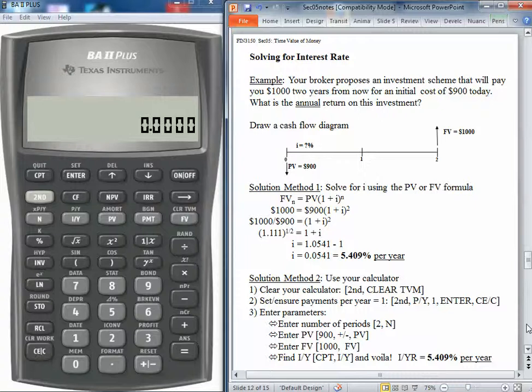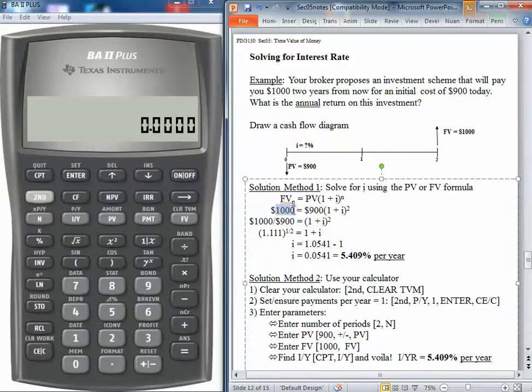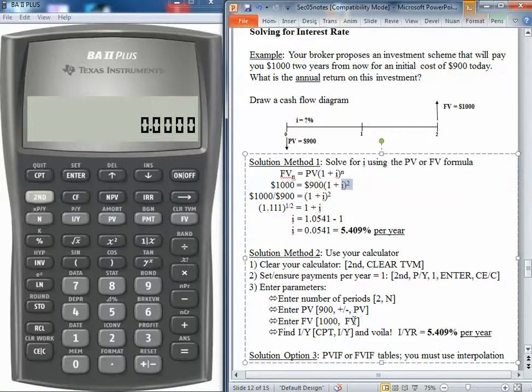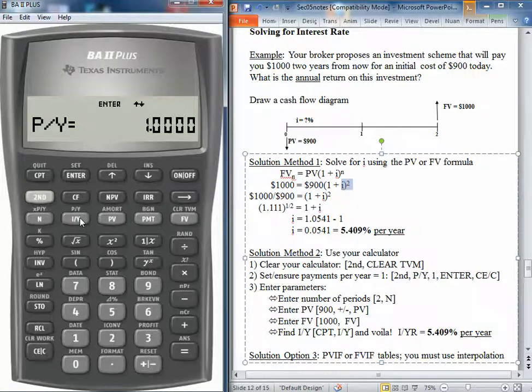In method one, we can solve this directly or numerically by plugging in the values into our financial time value of money function. So we will receive $1,000 for a $900 investment. The interest rate is unknown, and we will invest for 2 years. Let's solve this using our calculator. So once again, I will clear time value of money. I will clear my payments per year, make sure my payments per year function is set at 1.